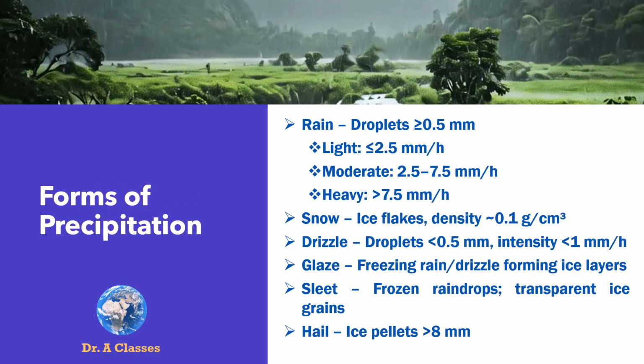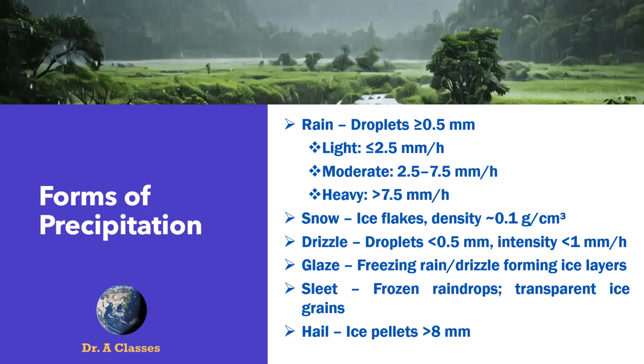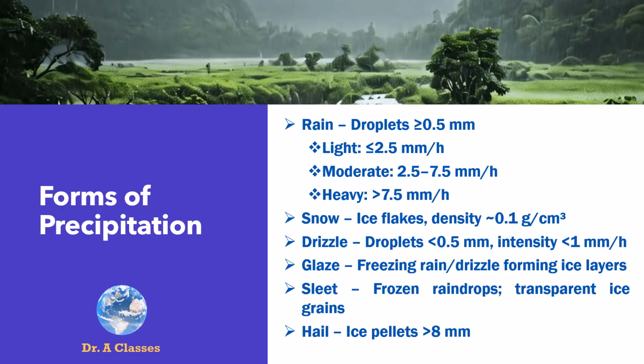Forms of precipitation. Precipitation occurs in various forms depending on atmospheric conditions. Rain is the most common form and varies in intensity, light, moderate, or heavy, based on the rate of fall. Snow forms when temperatures are below freezing, resulting in soft flakes with low density. Drizzle consists of smaller droplets and lower intensity than rain. Glaze happens when supercooled droplets freeze upon contact with surfaces, forming a smooth ice layer.